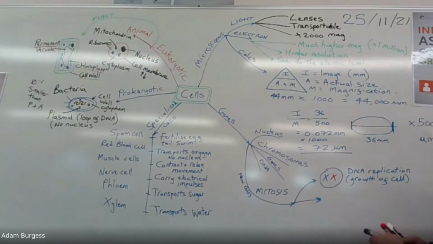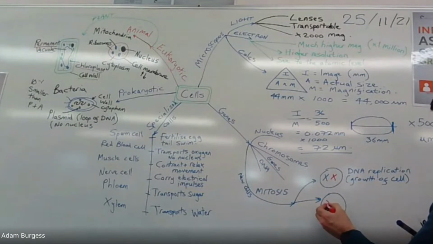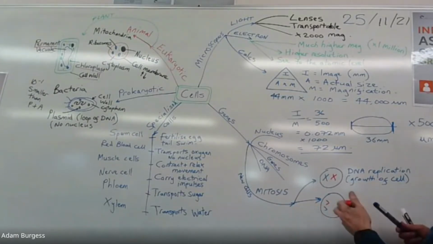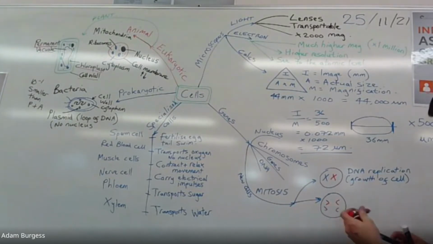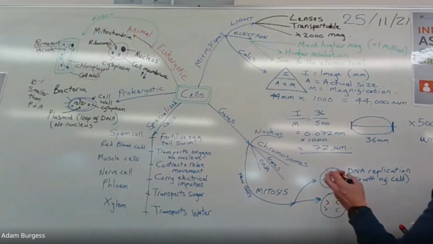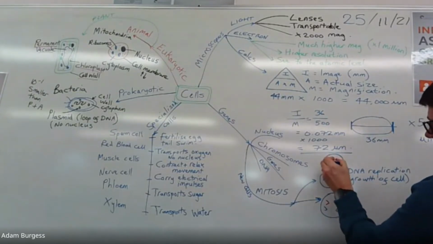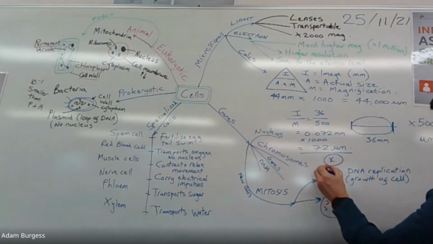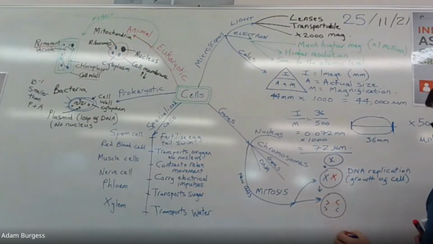Okay, then what happens is that the chromosomes split themselves, okay? So you get them splitting. In fact, that's the original. So chromosomes go to each side of the cell.